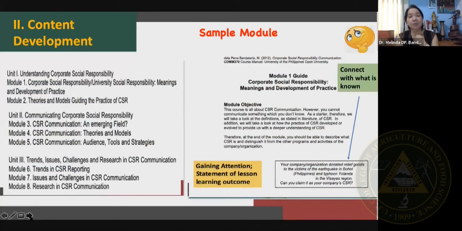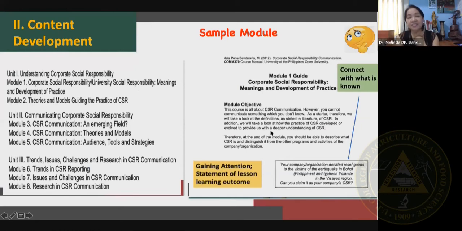Again, this is a sample module. So kanina pinakita ko yung paano chinank yung lesson in the course that I am teaching. So this is now the module. So I have here module 1 guide, corporate social responsibility, meanings, and development of practice. So yan yun. So I have here the module objective.